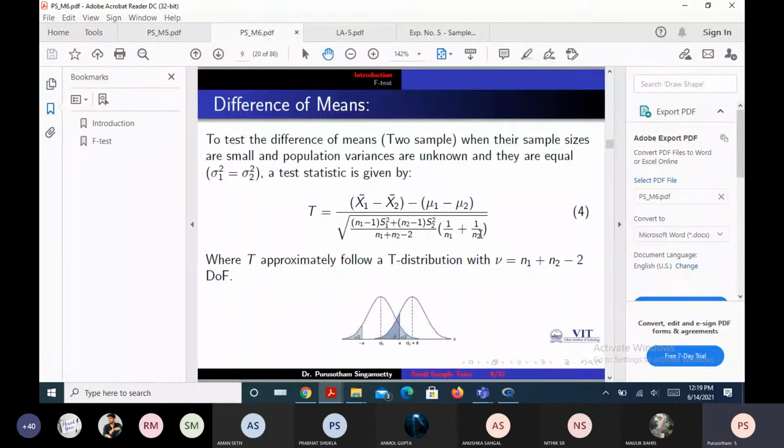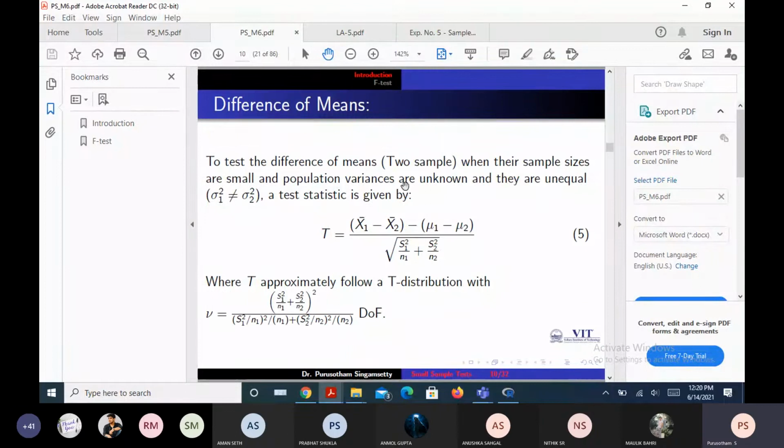In the large sample test, we have used the sigma 1 square by n1 plus sigma 2 square by n2 formula. And here, (n1 minus 1) times s1 square plus (n2 minus 1) times s2 square, divided by n1 plus n2. This we are going to use with an assumption that population variances are unknown and they might be equal. And the next formula we are going to use when the population variances are unknown and they may be unequal.